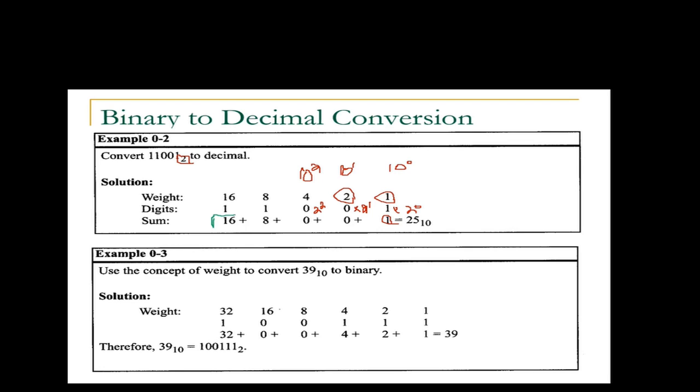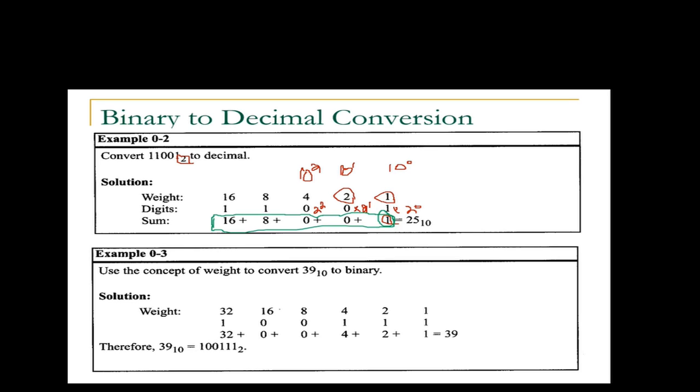So 16 plus 8 is equal to 24, plus 0 is equal to 24, plus 0 is equal to 24, plus 1 is equal to 25. So it gives us back 25 to the base 10.